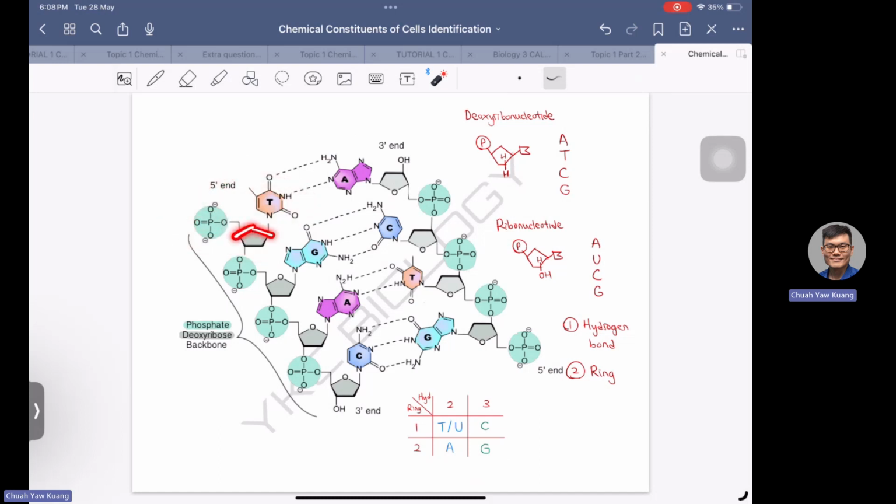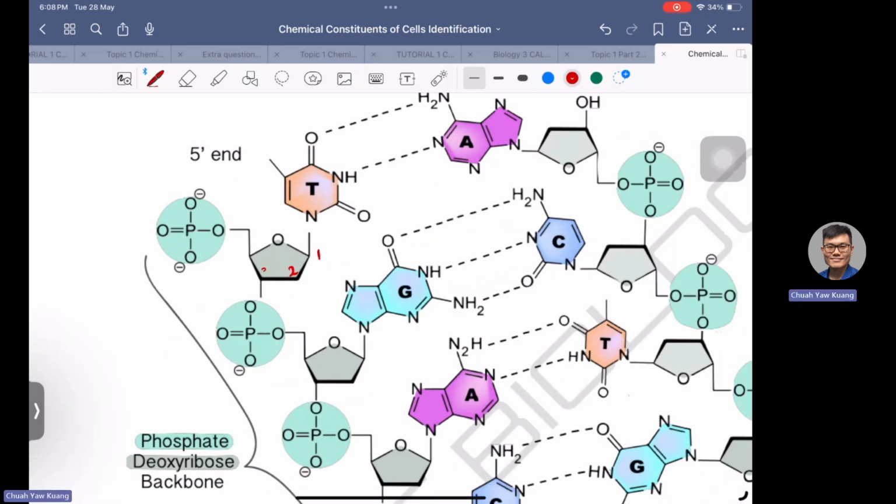At the pentose sugar, this is oxygen. The carbon that connects to the nitrogenous base would be carbon number 1. Then this would be carbon number 2. The one connected to the phosphate group would be carbon number 3. Then this one would be carbon number 4. And the one that connects with the phosphate group would be carbon number 5. So we will check at carbon number 2.